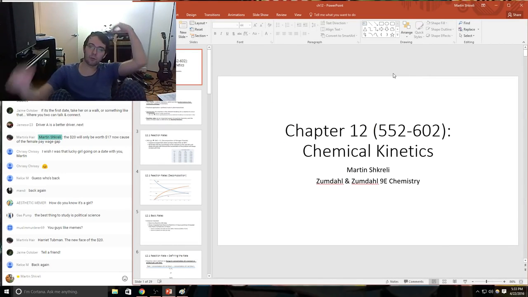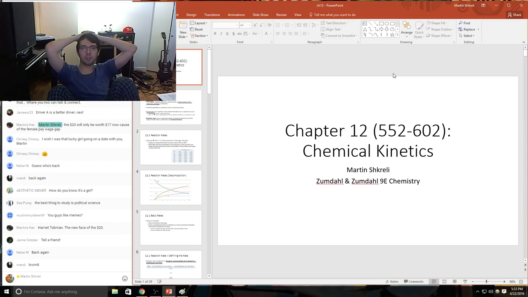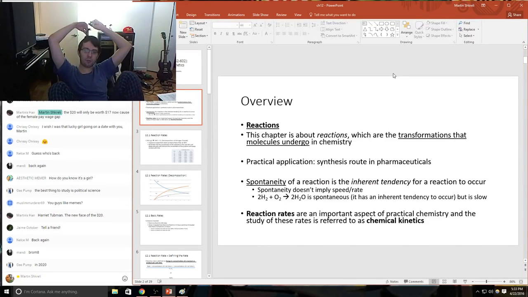Here to go through chapter 12 of the Zumdahl and Zumdahl General Chemistry 9th edition textbook. These are pages 552 to 602. The chapter is called Chemical Kinetics. It also could and should be called reaction rates or just reactions. Chemistry is all about reactions. This chapter is specifically about reactions.